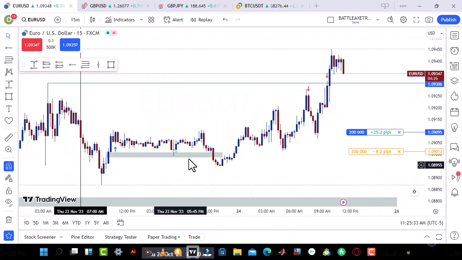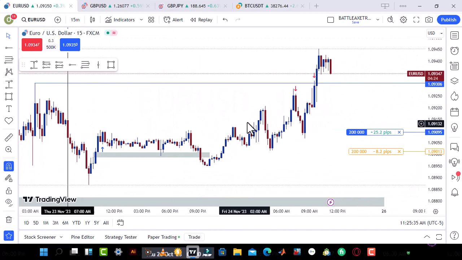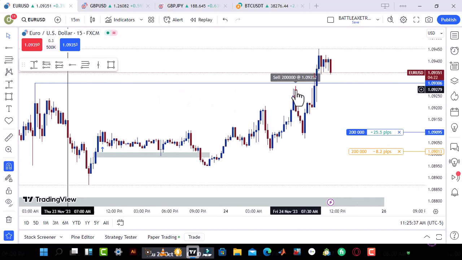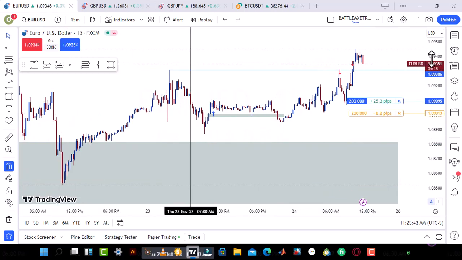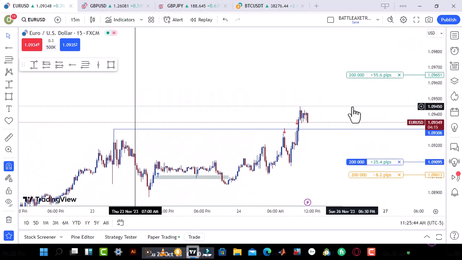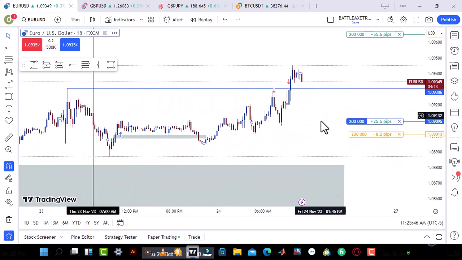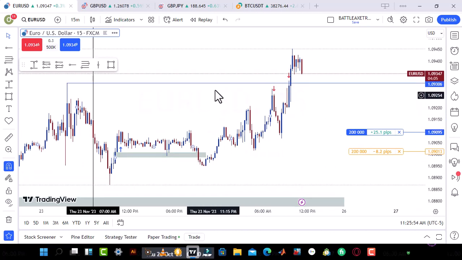You can see I bought 500,000 worth of EUR/USD. I took out my first partial, 200k. I took out my second partial, and you can see I'm holding to full TP. At this point, if the market comes and eats my stop loss, I don't mind because I've taken the first and second partials.